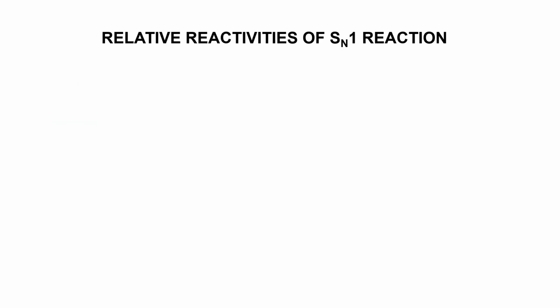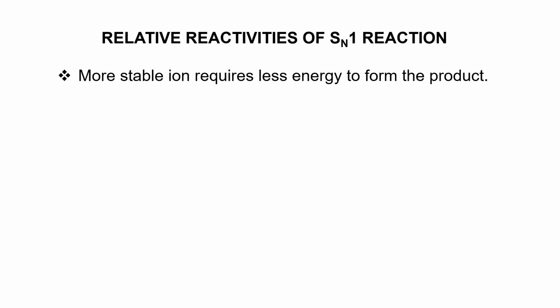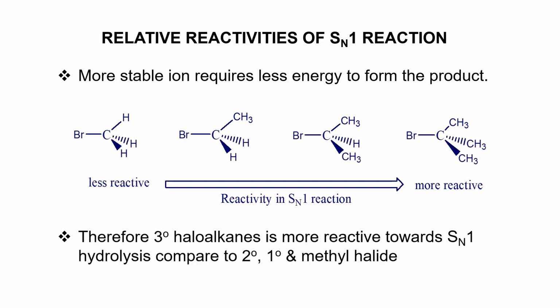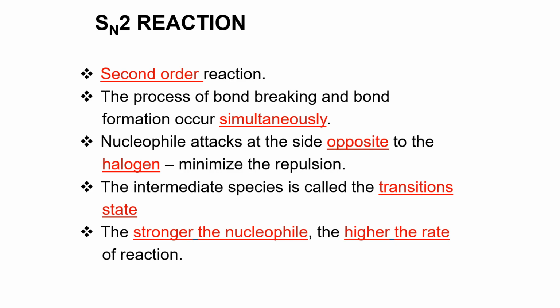Relative reactivities of SN1 reaction is based on the more stable ion, which requires less energy to form the product. So tertiary haloalkane is the most reactive haloalkane towards SN1 reaction hydrolysis compared to secondary, primary, and methyl halide. While SN2 is a second order reaction, in which the process of bond breaking and bond formation occurs simultaneously.